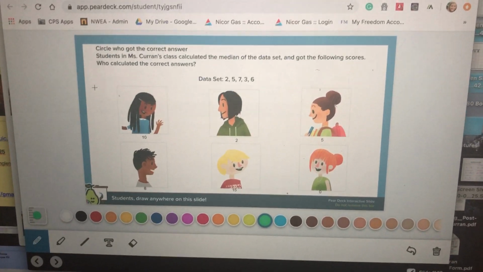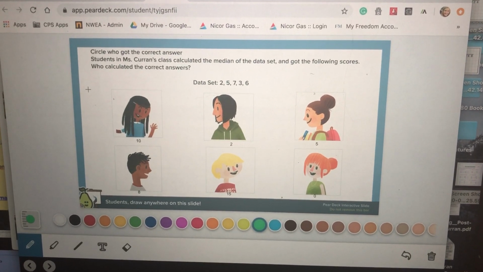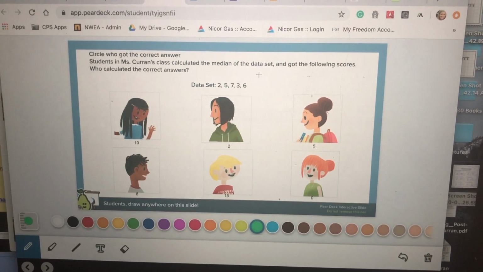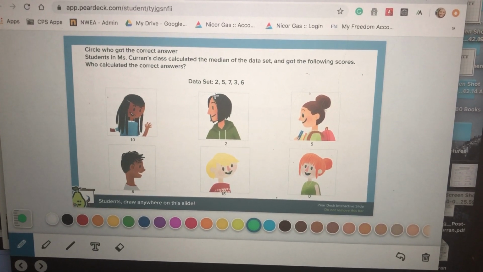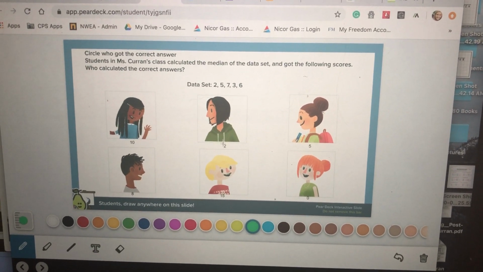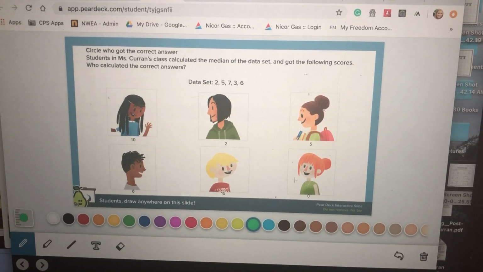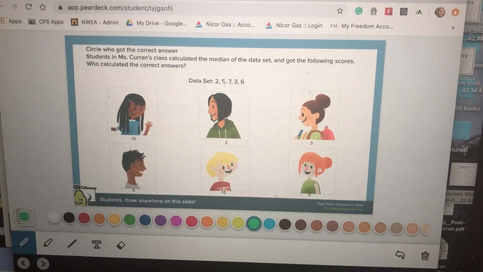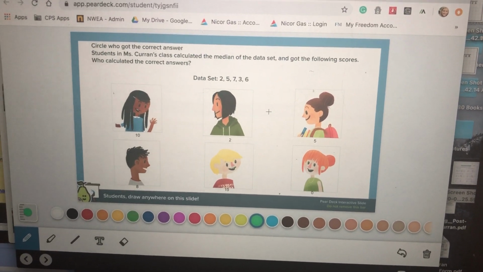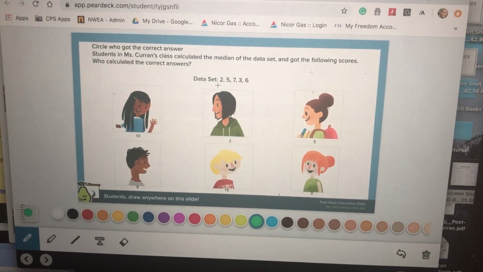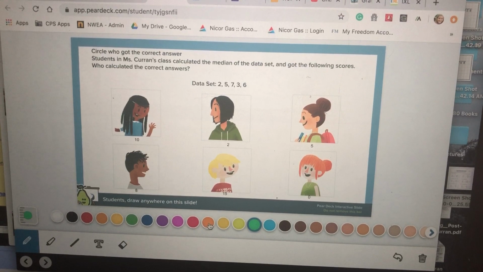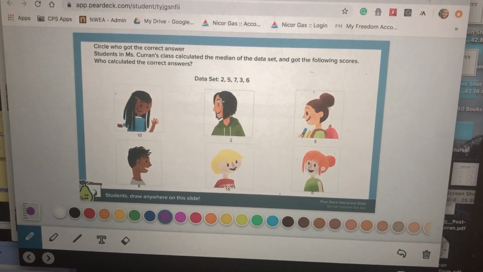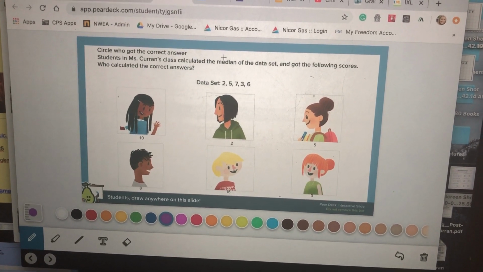Let's take a look at this example. It says, students in Miss Curran's class calculated the median of a data set and got the following scores. Who calculated it correctly? Here are all the students in Miss Curran's hypothetical class. Here's the data set, and here are their answers. So we're going to double check their work. Remember, the first thing we need to do is put them in order from smallest to biggest. You could do this on a separate sheet of paper if you want. I'm going to do it on the Pear Deck so you can see.